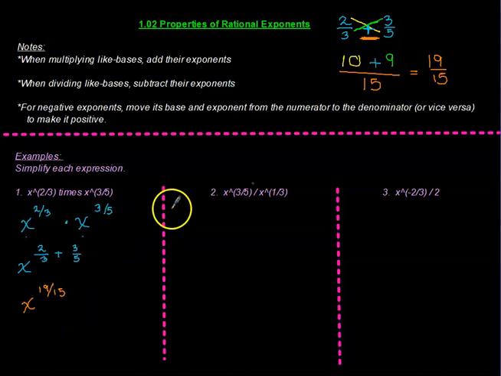And doing the same thing with the next problem, this time they're giving you the two like bases, but they're dividing them. So x to the 3/5 power divided by x to the 1/3 power. So remember, when you're dividing your like bases, you subtract their exponents. Always the top numerator minus the denominator. So I'm going to keep the like base again, and I'm going to take 3/5 minus 1/3.